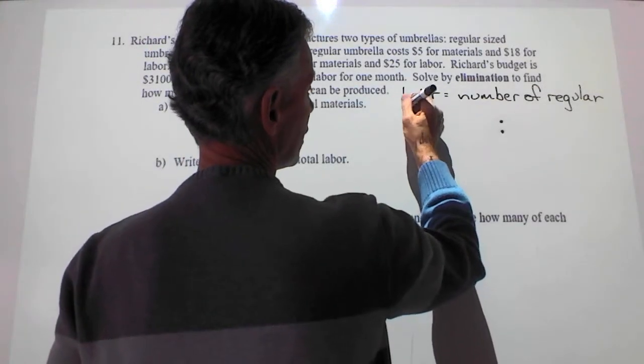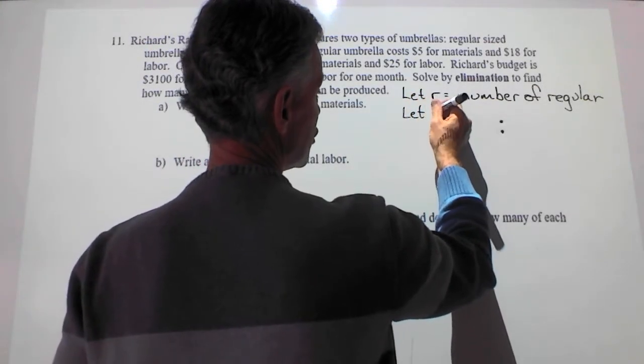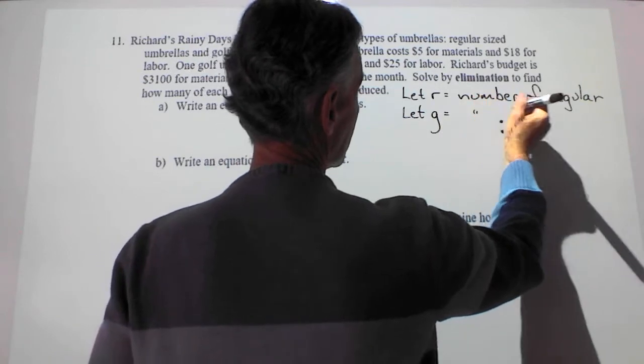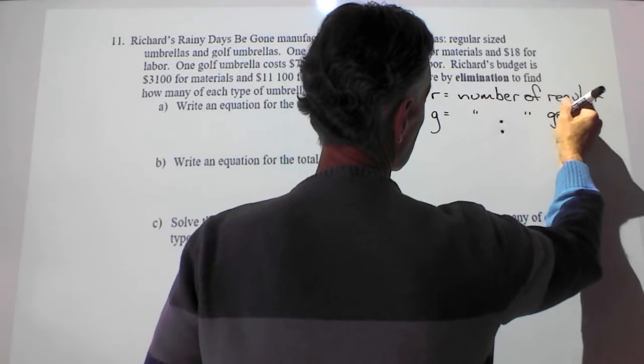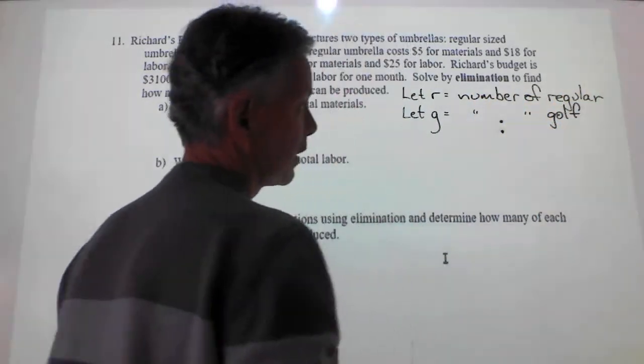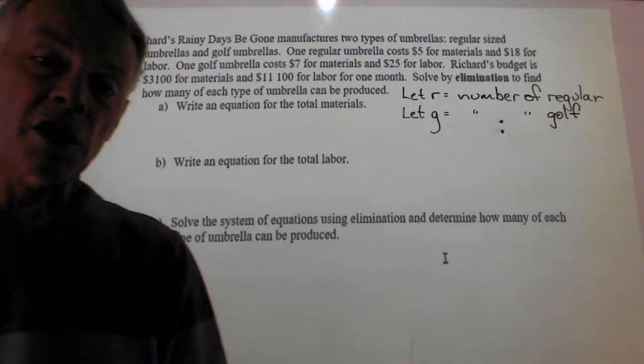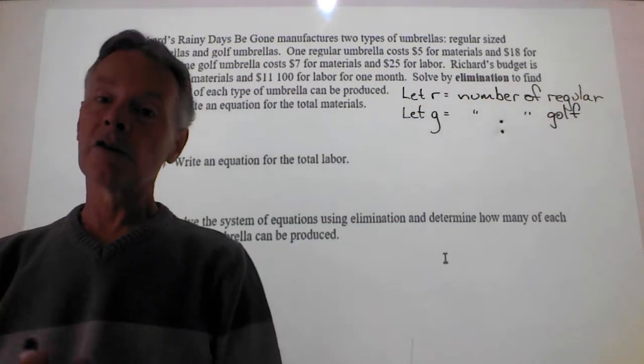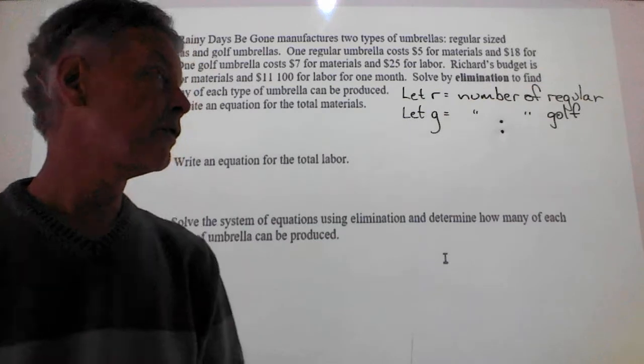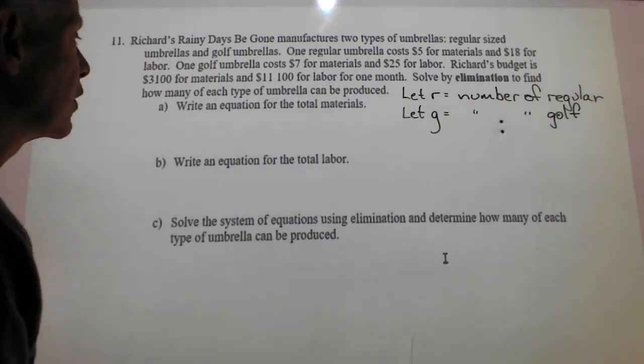And similarly, then we'll say let G equal the number of golf umbrellas. Okay, you don't have to pick R and G. I just did it to remind myself which variable is which, right? R for regular, G for golf.